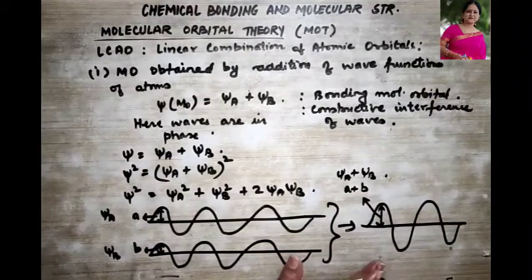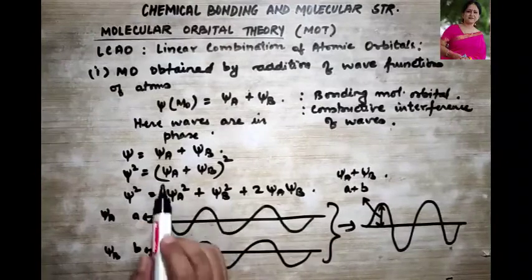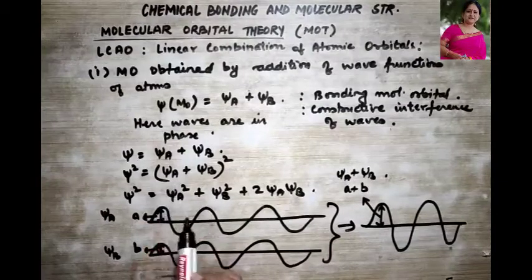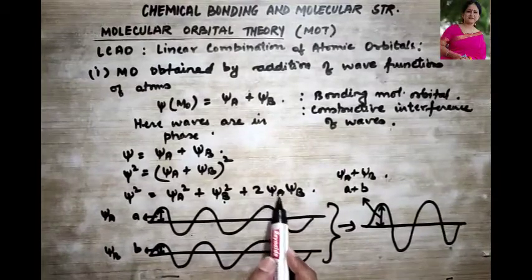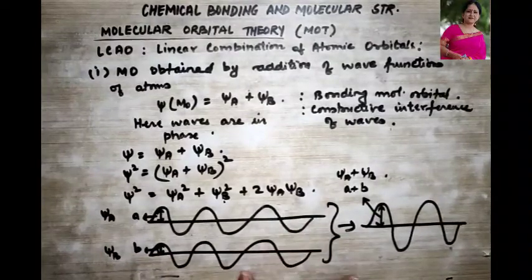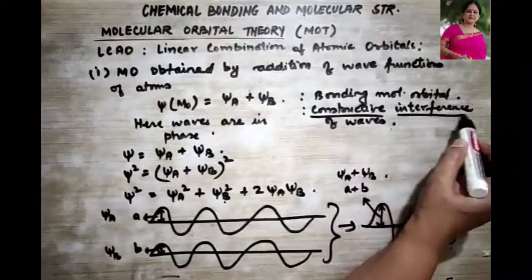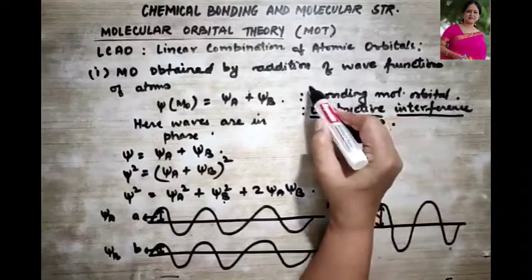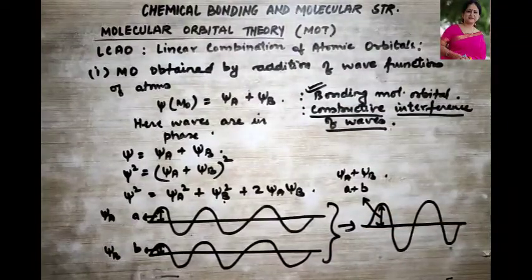Okay. So this is what I said, that the square of the wave function is always greater than wave function A squared plus wave function B squared plus 2 wave function A, B. I hope this is clear. What are they called? They are constructive interference of waves, also termed as bonding molecular orbitals.